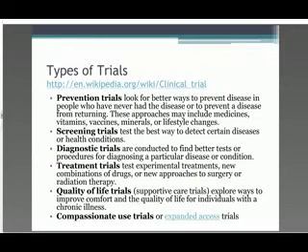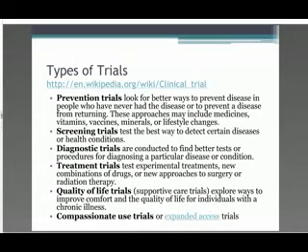So I wanted to talk about the types of trials, and I borrowed this from Wikipedia, which had very good explanations. So we have prevention trials, screening trials, diagnostic trials, quality of life trials, compassionate use trials, but that fourth bullet about treatment trials tends to be the kind of clinical trial that people think about when they're thinking about treating various diseases or therapeutic areas.